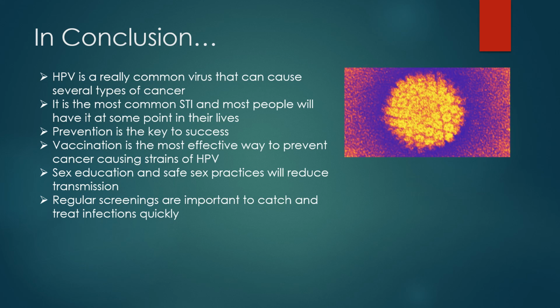In conclusion, HPV is a really common virus that can cause several types of cancer. It is the most common STI, and most people will have it at some point in their lives. Preventing HPV infection is the key to successfully preventing HPV-caused cancers. Vaccination is the most effective way to prevent cancer-causing strains of HPV. Sex education and safe sex practices will help reduce transmission. Regular screenings are important to catch and treat infection quickly. Through utilizing these interventions, we should expect to see a decline in HPV-caused cancers.